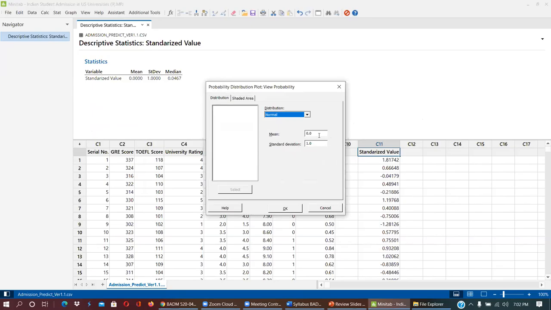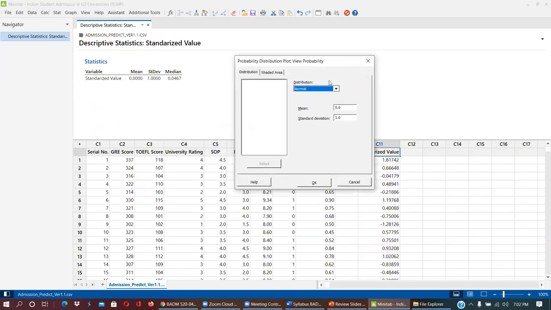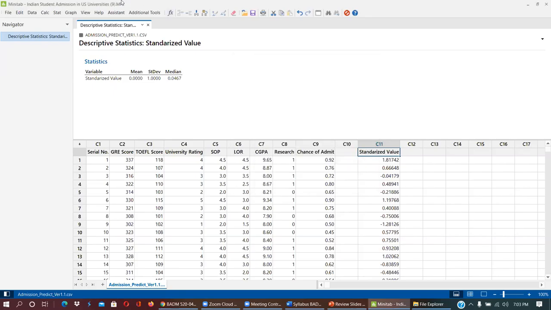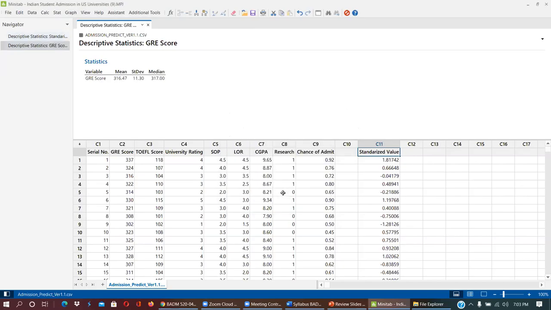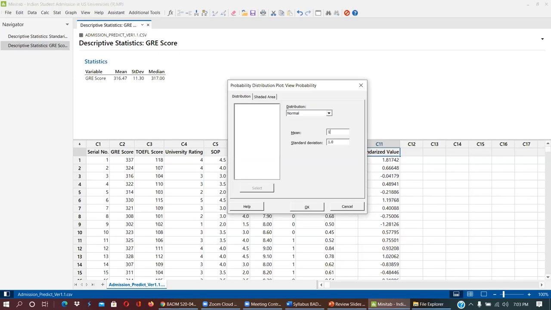But suppose you want to do some changes. For example, this is a GRE score of 500 students. Where is the 90%? Where is the 95%? I can do that. In order to do that, I have to get the mean and the standard deviation of this. So let me do this. Statistics, basic statistics, descriptive statistics, and I can go for the GRE score, and I can get it right here. Okay, the mean is 316.47 and the median is 317. Based on that, I can also do the calculation. I can do graph, probability distribution. I can go here. Here for the mean, I can put 316.47, and the standard deviation is 11.30.